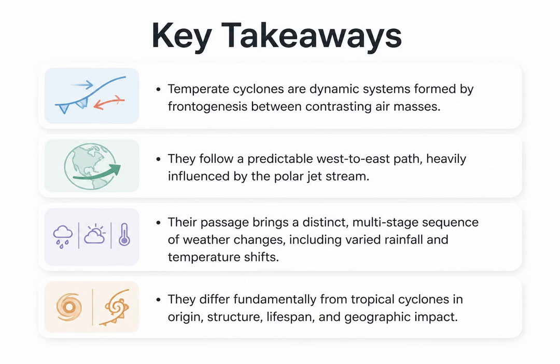To wrap up our discussion, remember these key points. Temperate cyclones are fundamentally dynamic, born from the clash of warm and cold air masses through frontogenesis. They march predictably from west to east, steered by the polar jet stream. As they pass over an area, they bring a very specific sequence of weather, from light drizzles to thunderstorms, driven by their warm and cold fronts. And most importantly, they are entirely different beasts compared to tropical cyclones, varying wildly in how they form, how long they last, and the kind of weather they bring to regions like India.